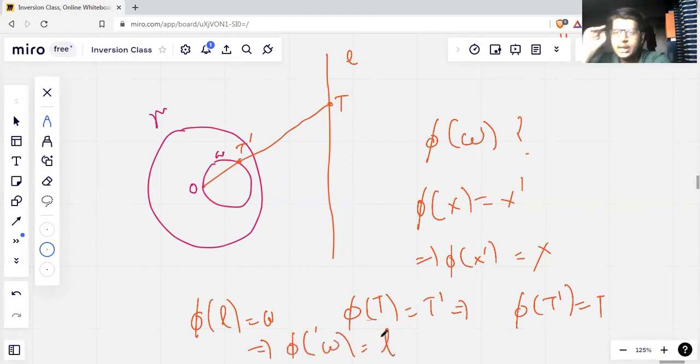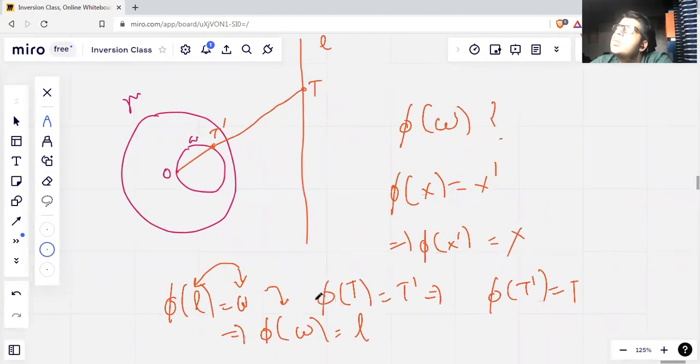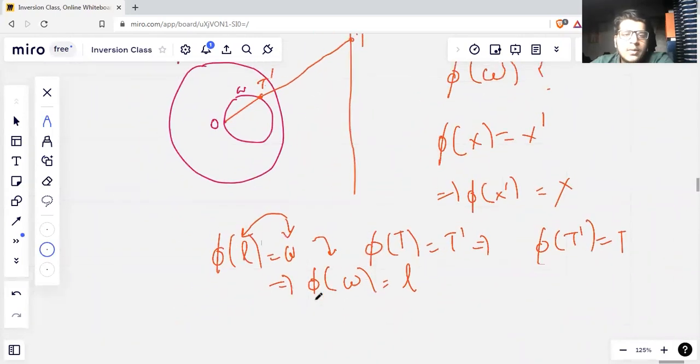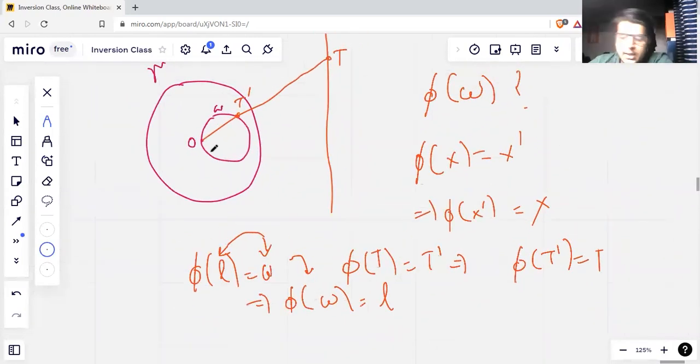So basically, the nice thing which I had to say there was, if any object goes to another object under inversion, then that second object also goes to the first object under inversion. This sounds confusing, but you can see from this, if phi of L is omega, then phi of omega is L. I hope this is clear. Okay, so we have talked about the circle which passes through a center.